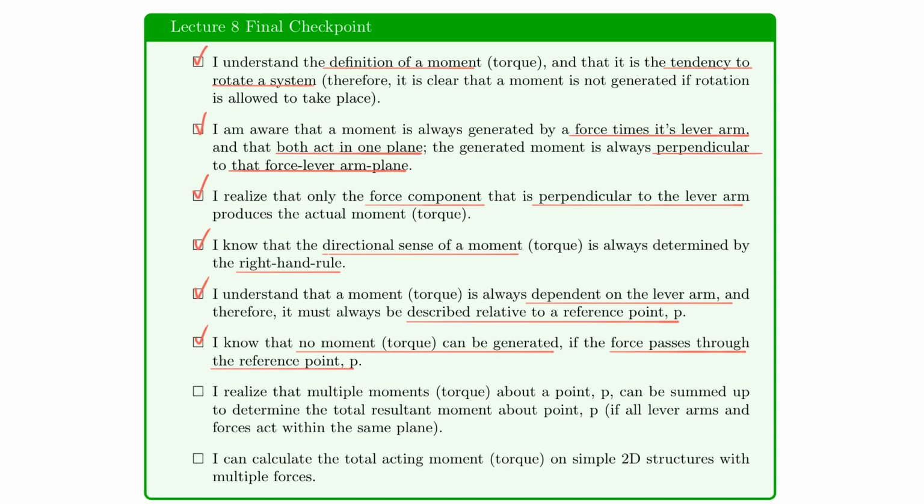Furthermore, we understand that a moment system can be generated by multiple moments, and I can sum them up to determine the total resultant moment about a point. That is, of course, only the case if the lever arm and the forces act within the same plane. But for now, this is always the case here in this class because they are always acting in the XY plane. But you understand that if you have F1, F2, F3, and they all rotate about a point, then they can be summed up.